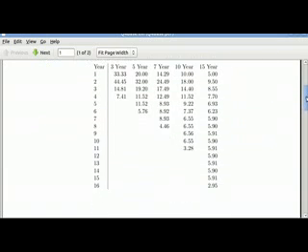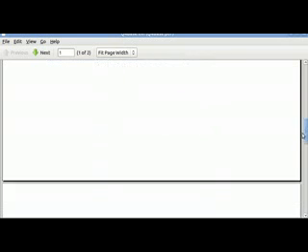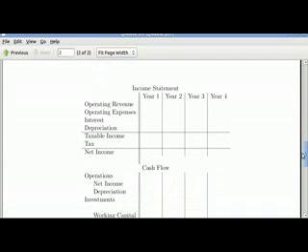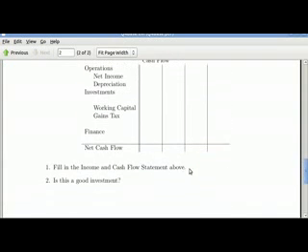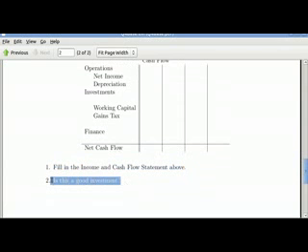Now, the next piece of data that you'll have on every single one of these is this mid-year modified accelerated cost recovery system table. This is exactly what you should have in your book, and it means that you don't have to refer to another piece of paper in order to do any of the calculations that come after. The last sheet of the paper is where you're going to put your answers. Now, the first question is going to be just to fill in the income and cash flow statement above. And the second question is to decide if this is actually a good investment.